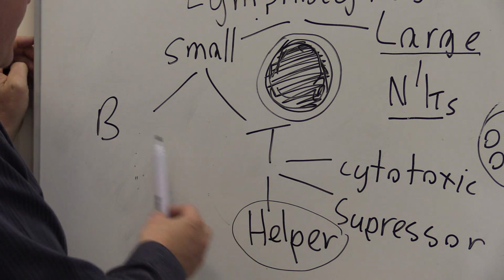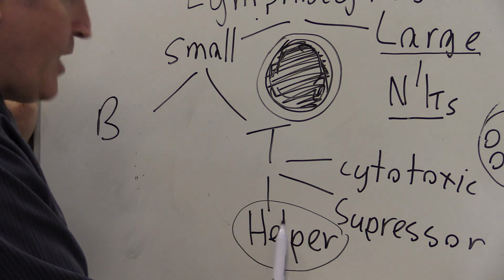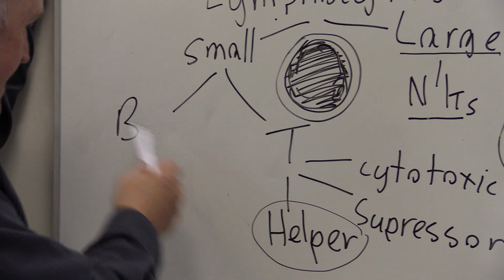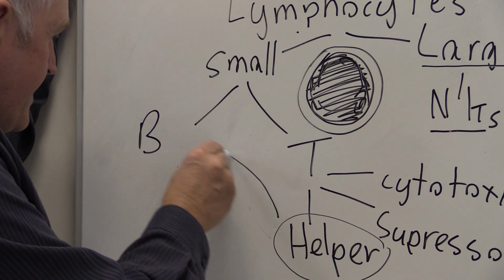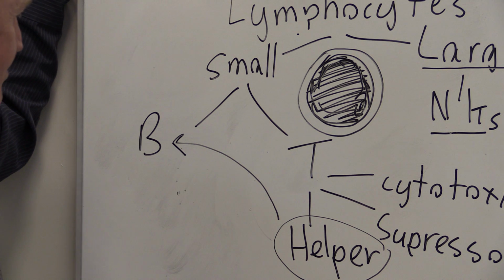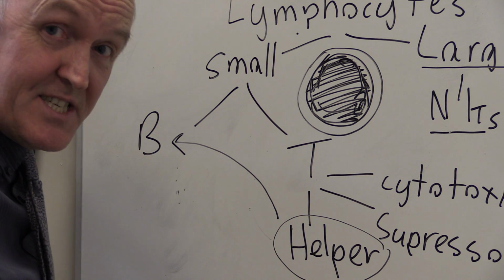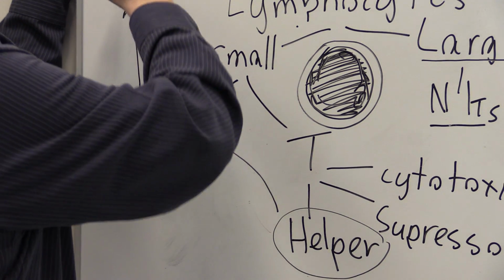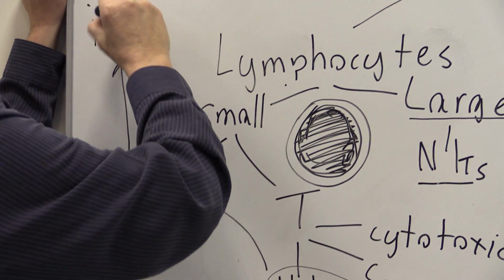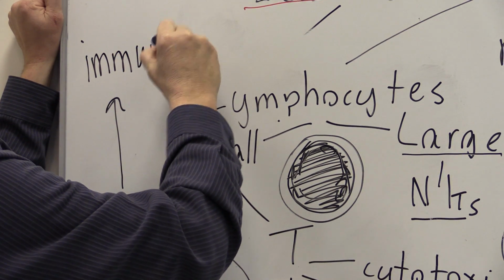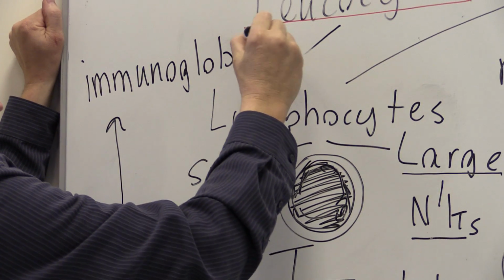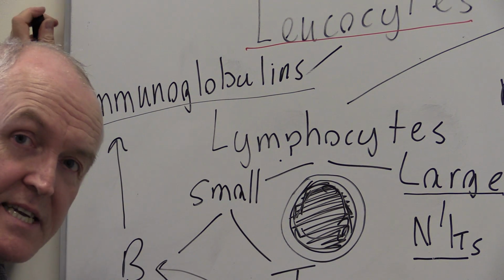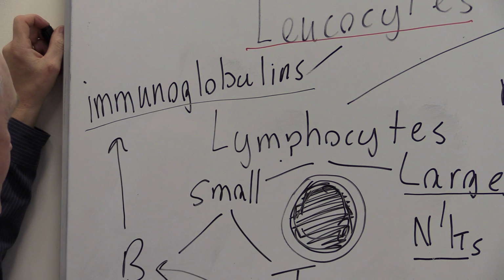So the lymphocytes can be large or small. The small can be B or T. The T can be helper, suppressor, or cytotoxic. Now it's the B cells that are actually helped by the T helper cells to produce the antibodies, the immunoglobulins. So the B cells are producing the immunoglobulins. The specific immune proteins that give us specific acquired immunity.